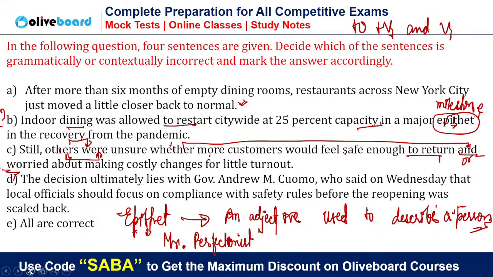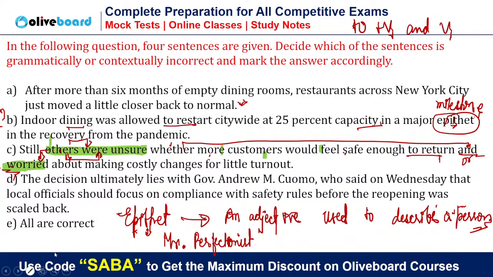This worried, what is it used for? Customers would feel safe to return and worried about making costly changes. Who was worried? Tell me. Customers were worried, or others were unsure. They were unsure whether customers would come, and others were worried about making costly changes. Are you getting my point? Customers were not worried. Customers के लिए आपका ये वर्ब दिया हुआ है. There is no parallelism. There is no relation with customers. Is it clear? So others were worried.